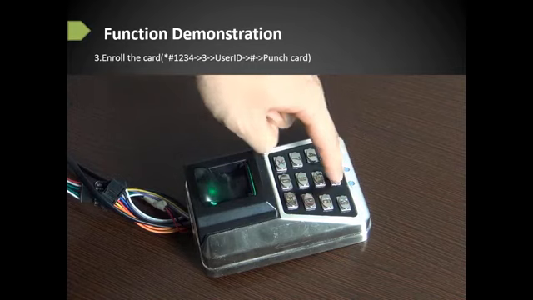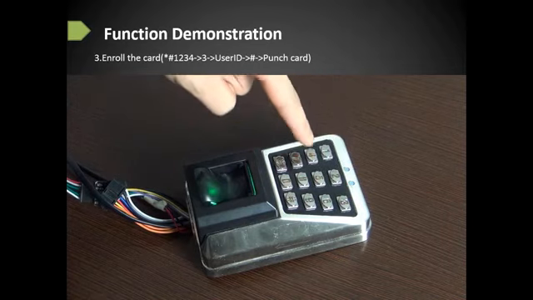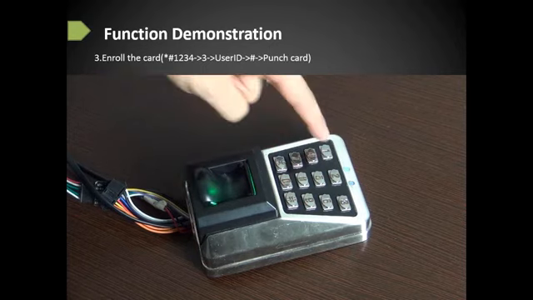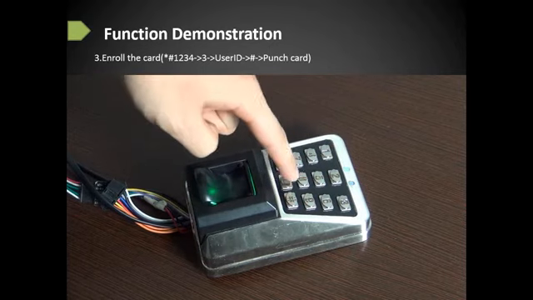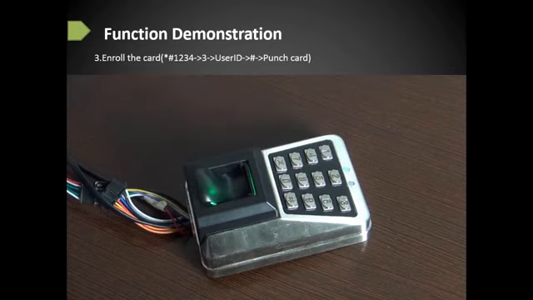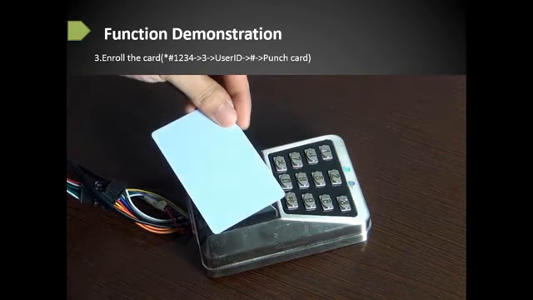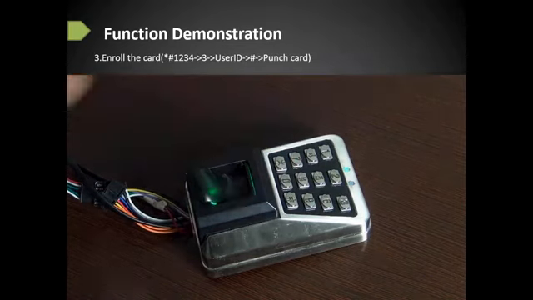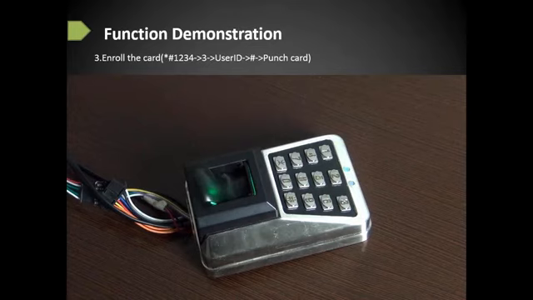Yes, like I said, the first step is to enter the administrator mode. Then I input 3 to enter the enrollment mode. I input my user ID with the end of the pound key. Then I punch my card to finish this card registration. You see, the verification is valid. It's useful, right? So let's view the next part.